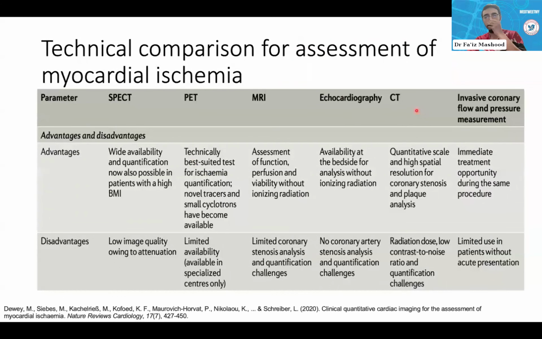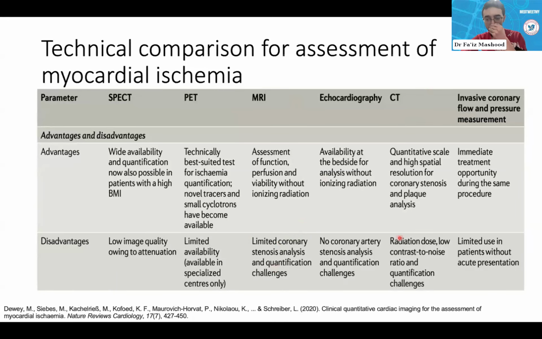And this is the technical comparison for each of the tests. So for SPECT scan, generally, it's the most common perfusion scan used because of its wide availability. But again, if you're talking about image quality, it's slightly lower compared to PET scan. Talking about PET scan is the gold standard, but again, it's costly and the availability is limited. And for MRI, the disadvantage, it can't assess the coronary stenosis and there is a lack of quantification assessment.